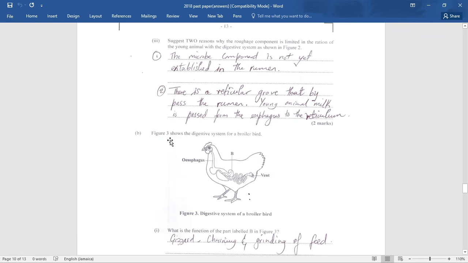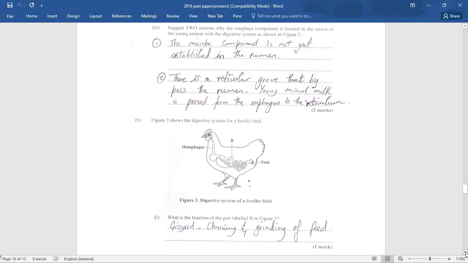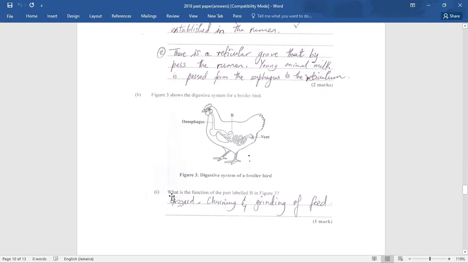Alright, let's move to B of the question. It says, figure 3 shows the digestive system for a broiler bird. Alright, so that's the broiler bird. You have B here, you have the esophagus here, the vent here. Alright, so let's see what it says. It says, what is the function of the part labeled B in figure 3?